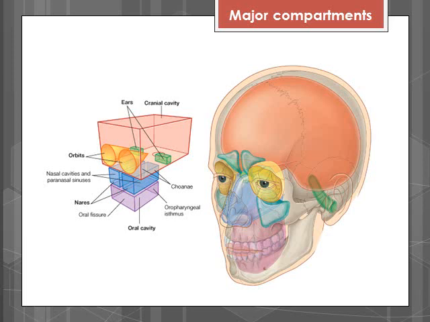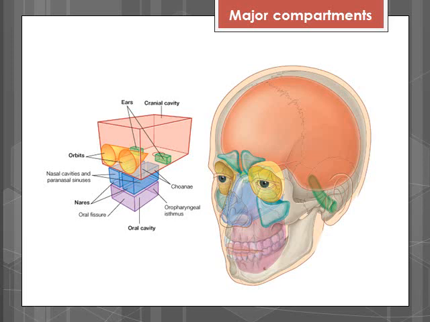Continuous with the nasal cavity, there are air-filled extensions called the paranasal sinuses. The paranasal sinuses project laterally, superiorly, and posteriorly into the surrounding bones. The largest of these sinuses is called the maxillary sinus, which lies immediately inferior to each orbit. We can see it on the right label as a green extension below the orbit.